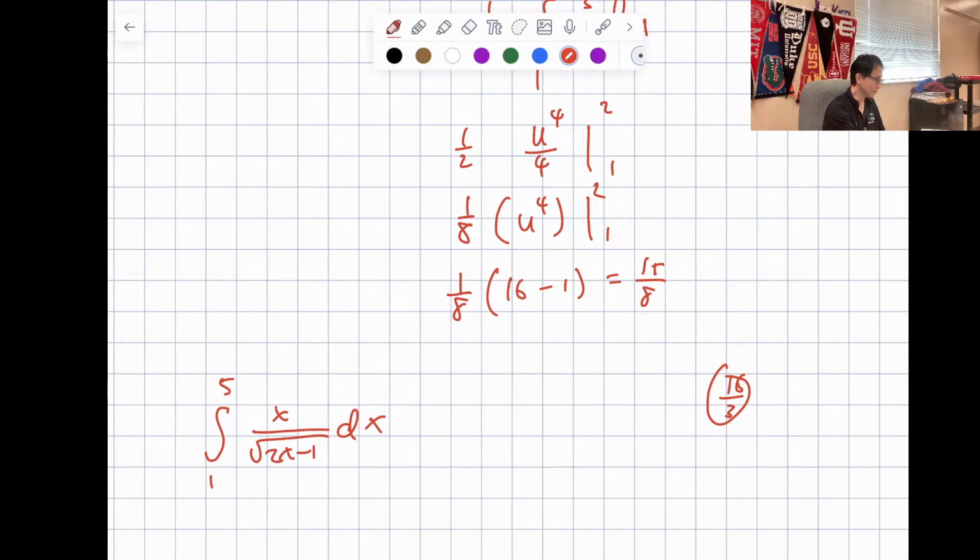How did you get 16 minus 1? Because I plug in 2 to the 4th power and I plug in 1 to the 4th power. Because I take the constant out, I just focus on u. I don't even worry about the constant until later. So you see that 1/2 times 1/4 can simplify to 1/8.